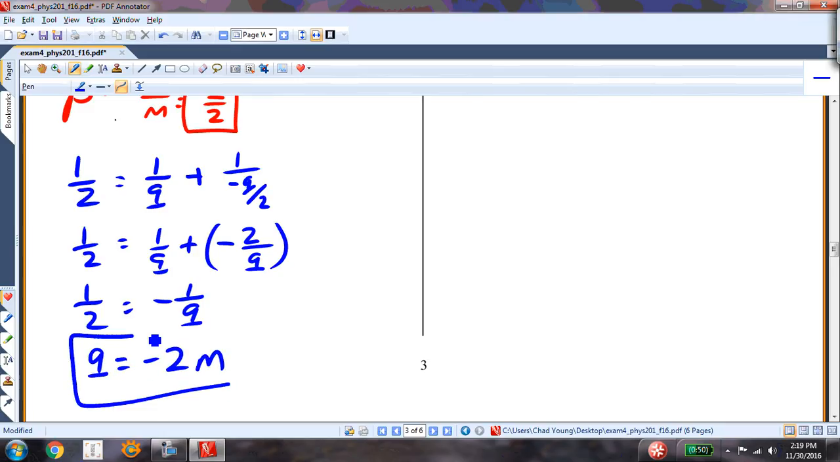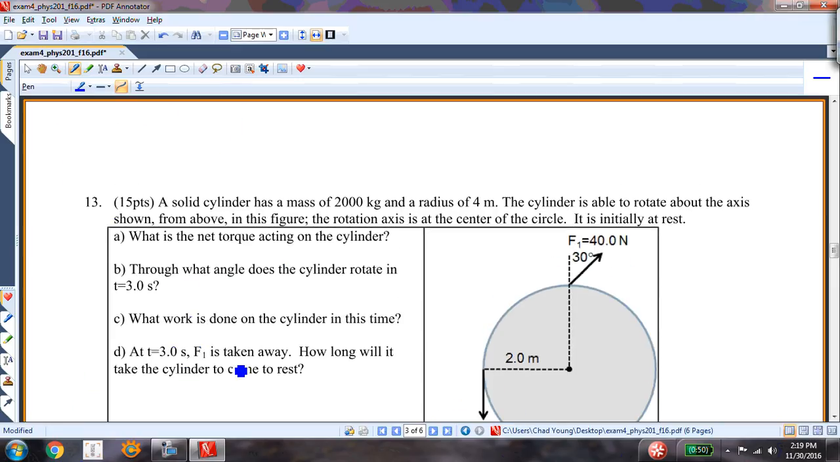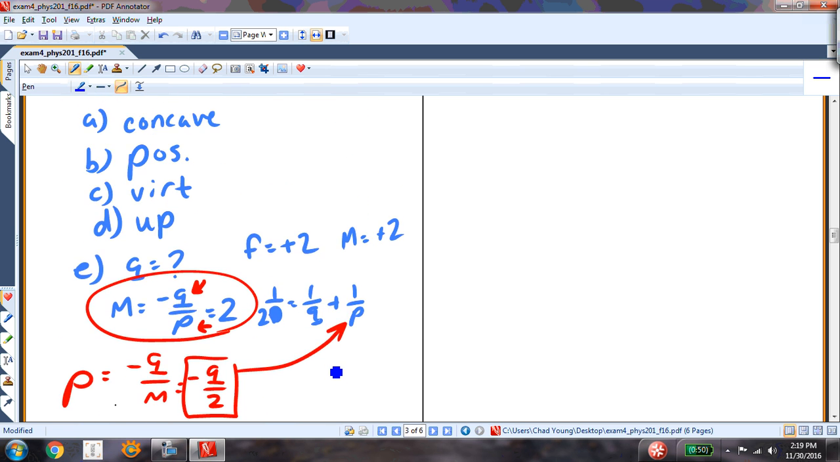So this is my image position. This is also, as we've drawn it, to the right of the mirror. I didn't expect you to write that or draw an image, just the negative will suffice. But that tells you the negative, that it's on the opposite side from where the object is.